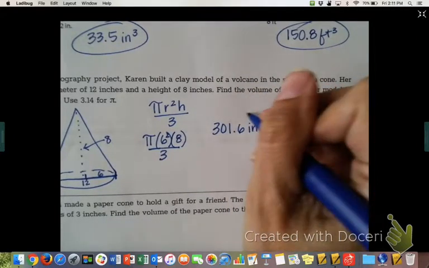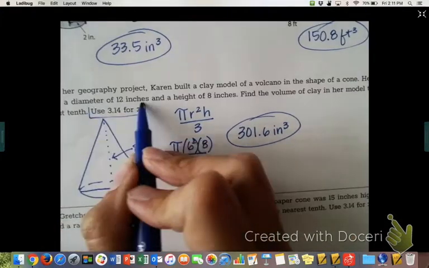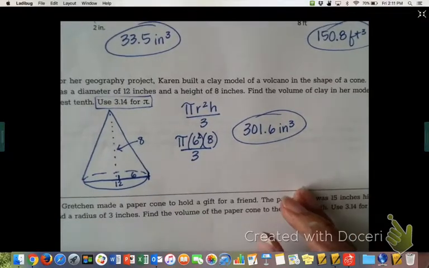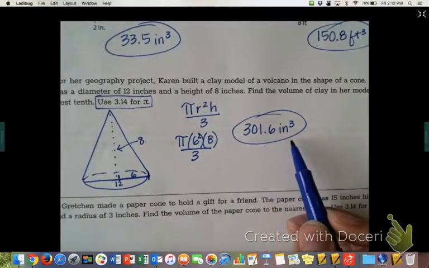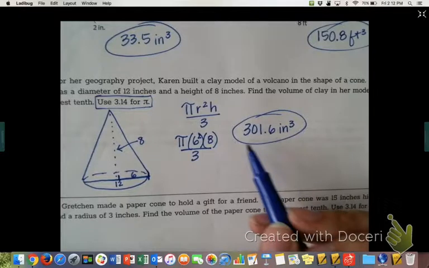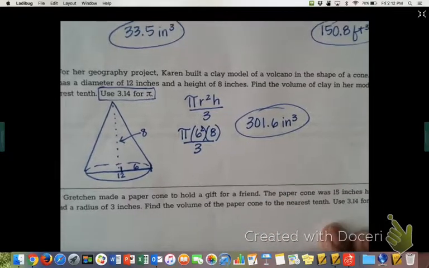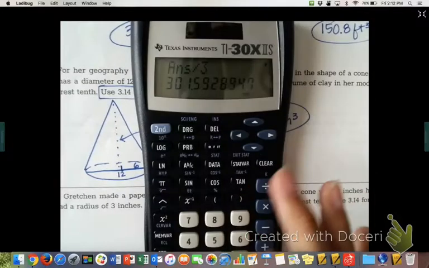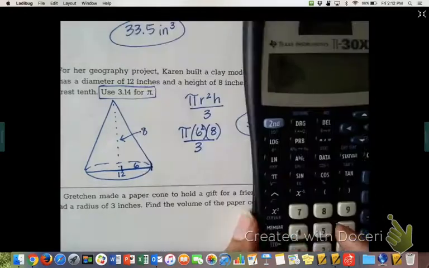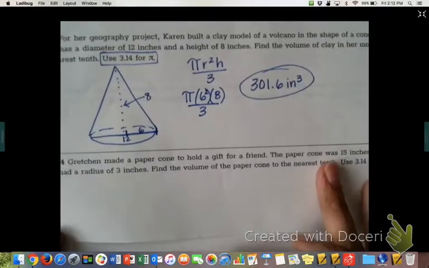cubed. Now, I noticed that it says use 3.14 for pi, and if your calculator doesn't have a pi button and you're using 3.14, your rounding might be slightly different than mine, but that's okay, because they'll be close enough that I'm not worried about it. I try to always use the pi button because it's a lot more accurate, but if you're using 3.14, you're going to get very close to the same answer I got.